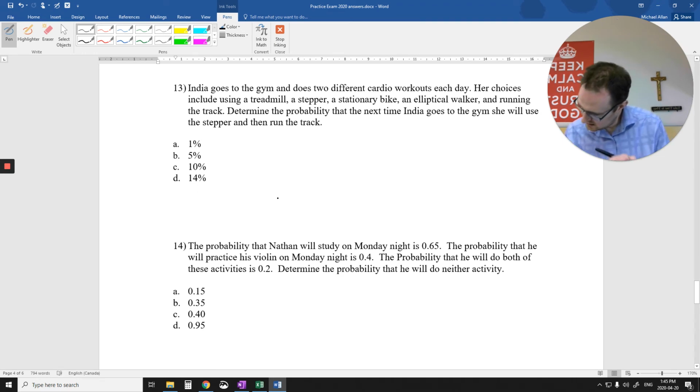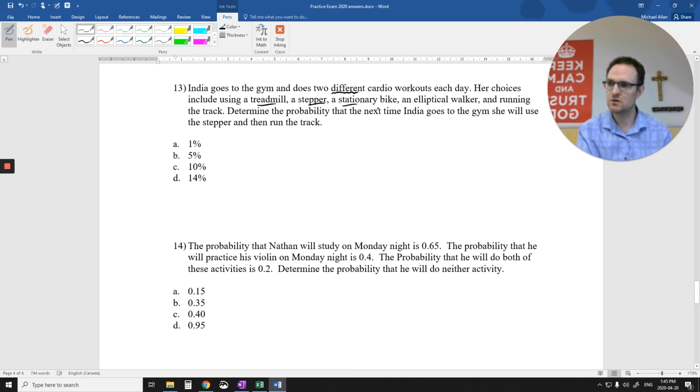Okay, India here is going to the gym. She has to choose 2 different cardio activities. She has 5 in total. 1, 2, 3, 4, 5 things in total. We're going to assume that she picks them at random and they have equal chance of happening. They don't really specify that, but let's make that assumption. So I want to find the probability of doing the stepper and then running the track at the same time. Okay. This is a formula here. I don't know where my formula sheet went off to. Oh, there it is.